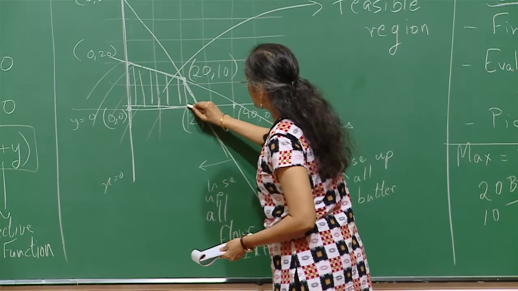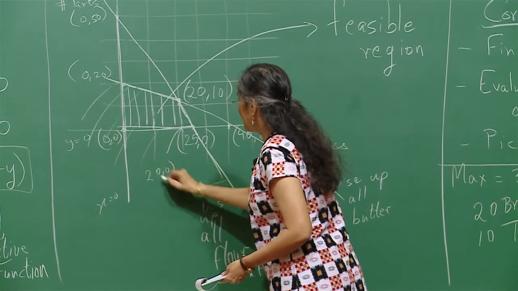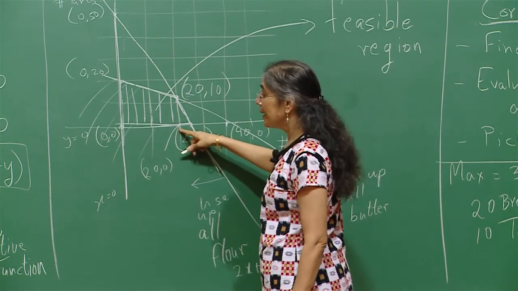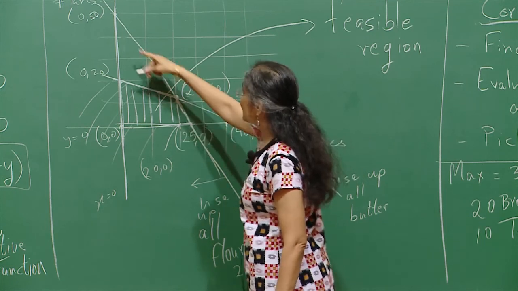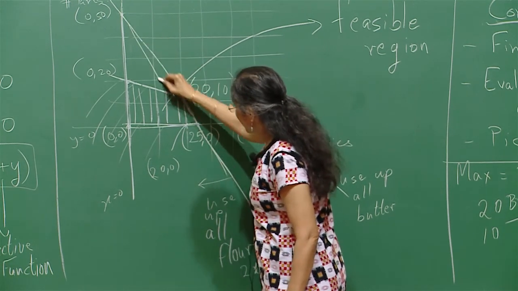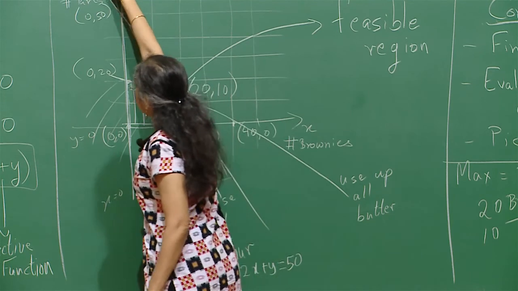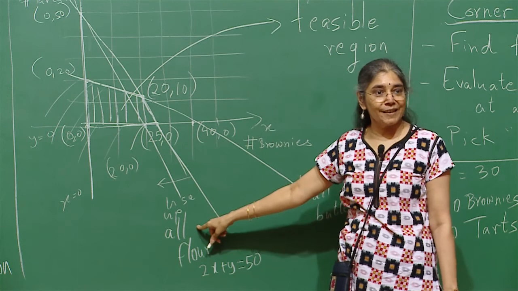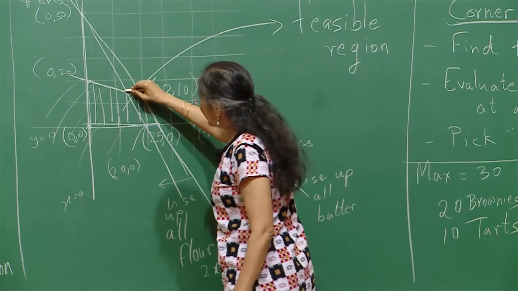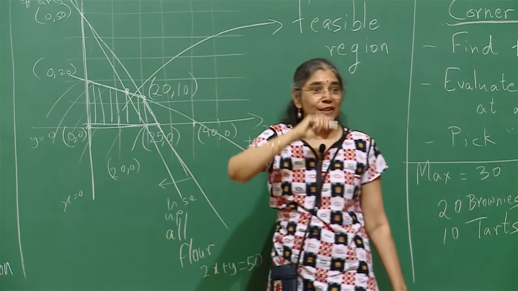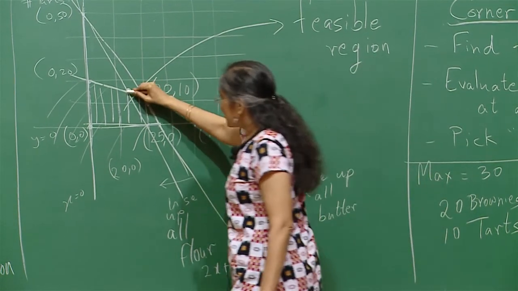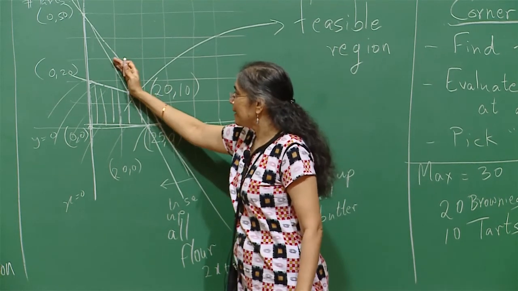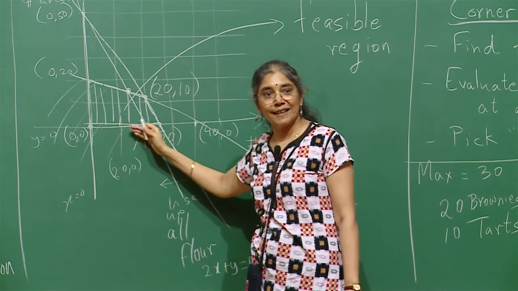I am going to get a line which goes through 20, 0 here. If I bake only bars, I can bake 20 of them. If I bake only tarts, I can still make 50. So I get a slightly different line. Okay. So this is the line when I'm using up all the flour, but I'm producing bars and tarts as opposed to brownies and tarts. And in this example, exactly the situation that you mentioned will arise. So we have again found a feasible region. The feasible region is what is now bounded by these two lines and the x-axis and the y-axis.